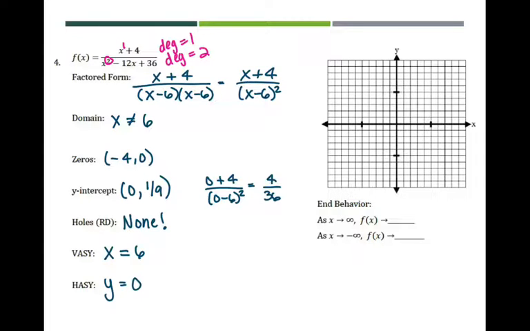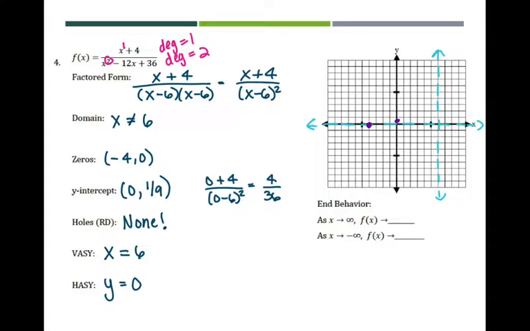My horizontal asymptote of y equals 0 is the x-axis. And I have a vertical asymptote at x equals 6. So there's this other piece of my graph. And I'm going to go ahead and plot some points. So I have an x-intercept at -4, 0. So it's right here. And y-intercept at 0, 1/9. So about right there. And that's pretty much all the information that I have.